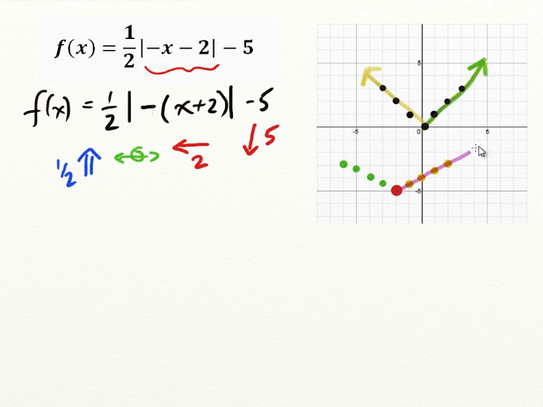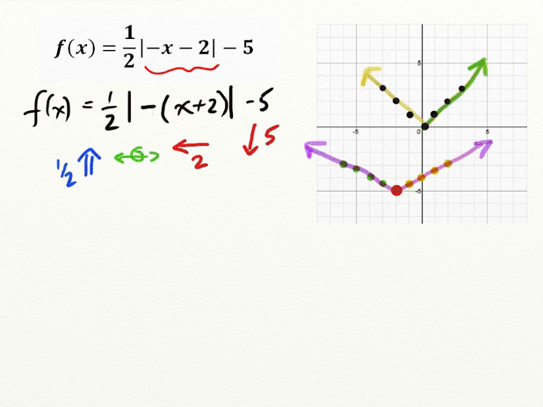Okay? So there is the new function. So the transformed absolute value function is right there. You can see that it has been translated to the left and down, and you can also see that this 1/2 at the front has vertically compressed the function. It has kind of squished it a little bit, and you can see that in fact it does look wider.